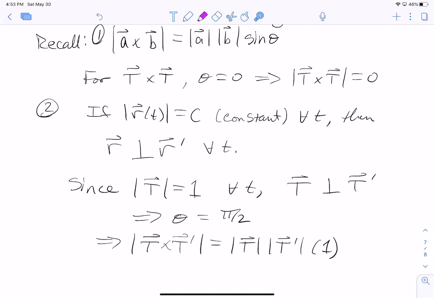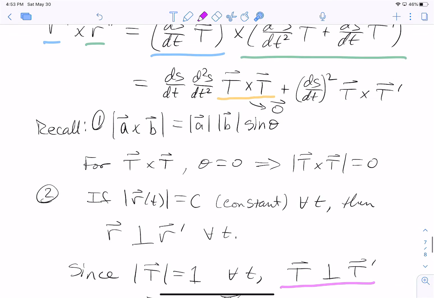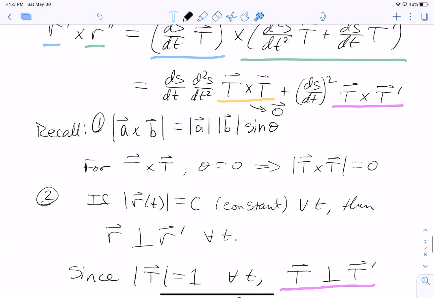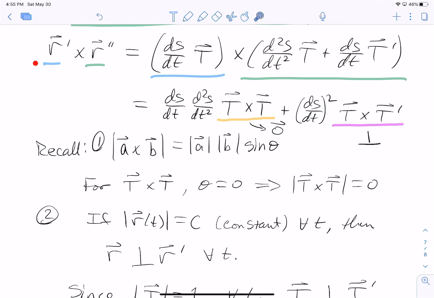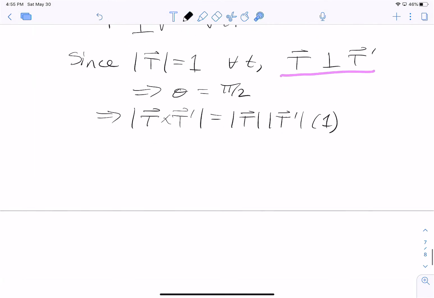So let's back up a little bit. T is orthogonal to T prime. We have T cross T prime up here in our cross product. They are orthogonal to each other. To come up with an expression for the magnitude of r prime cross r double prime, we recall we have T cross T here, which is going to be 0. And so the magnitude of r prime cross r double prime is simply going to be equal to ds/dt squared times the magnitude of T cross T prime.